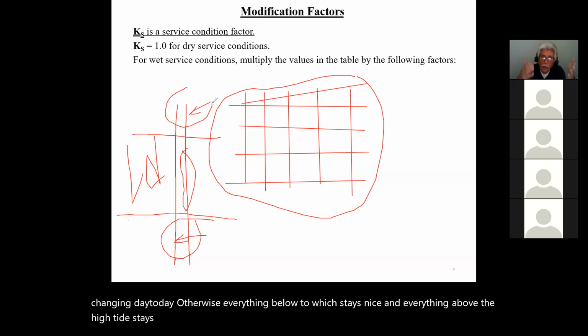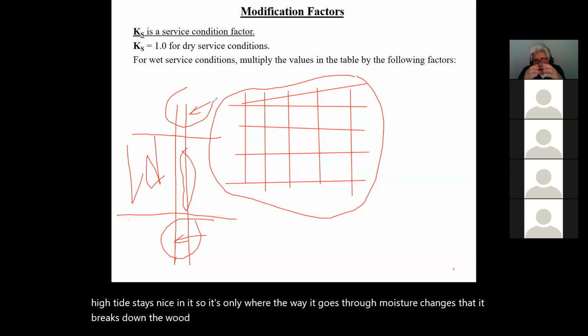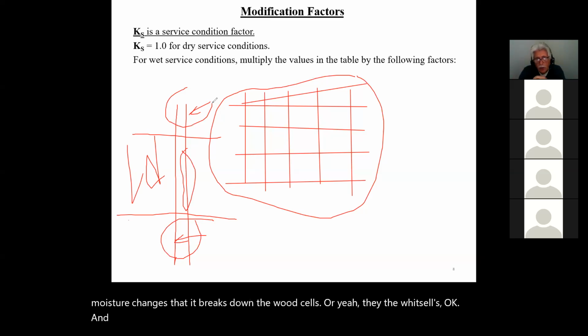So it's only where the wood goes through moisture changes that it breaks down the wood cells and causes the wood to rot. Otherwise, the wood would stay perfectly fine. Okay, so that's just some general information for you guys to know about.